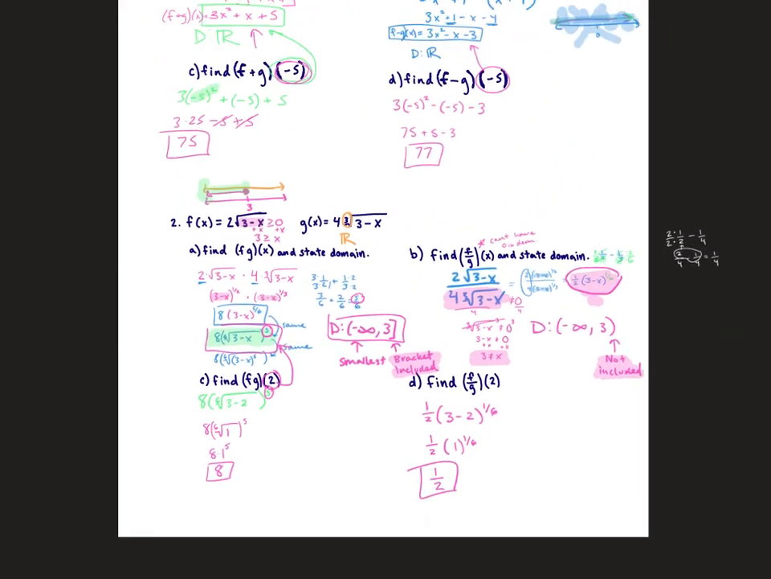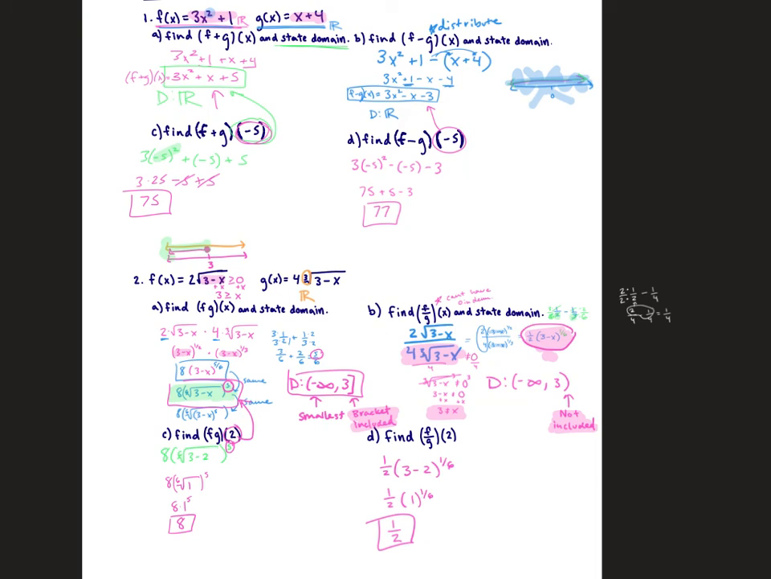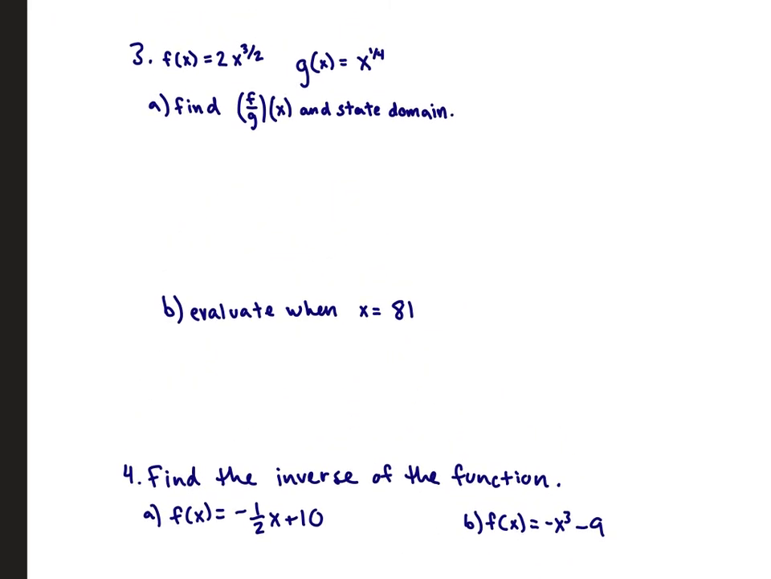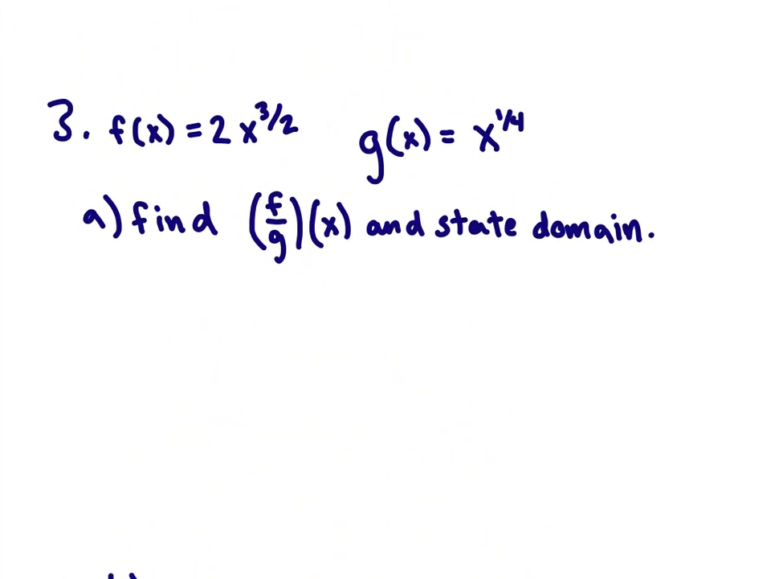All right, so that's it for the first page. Let's go to the second page. Number 3. So another example of dividing. So we take our f of x and put it over g of x. So 2x to the 3/2 power over x to the 1/4.